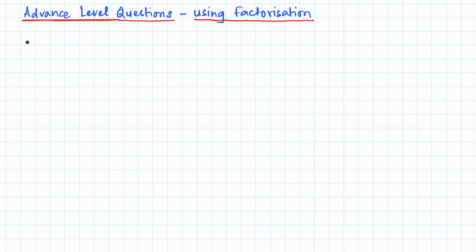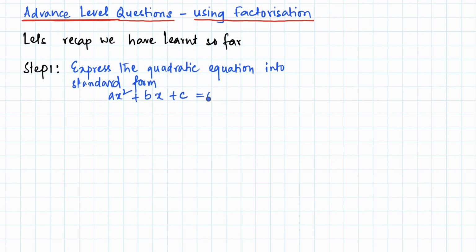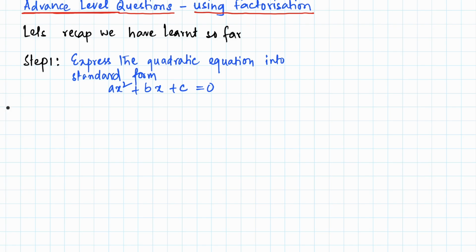Before we take up all the examples or the harder problems, let's recap what we have learned so far. We have learned all the 5 important steps, and what are these steps? Step 1, express the quadratic equation into standard form. So if the equation has been given, we first need to see whether that particular equation is standard or not. If it is not in standard form, we have to express it in the standard form.